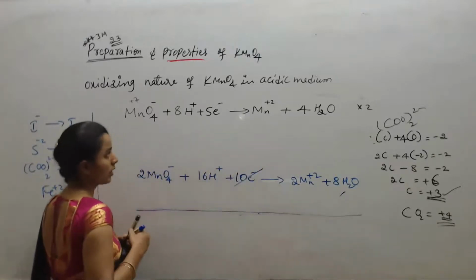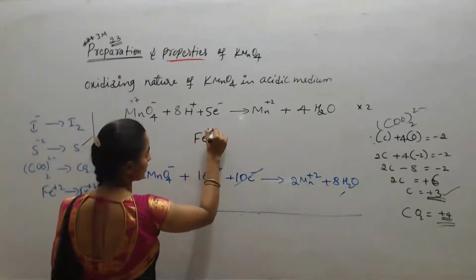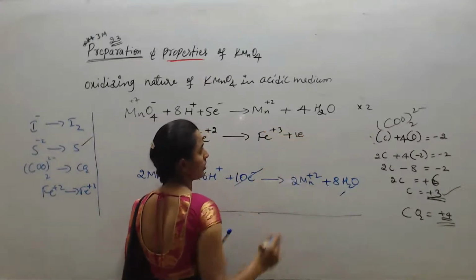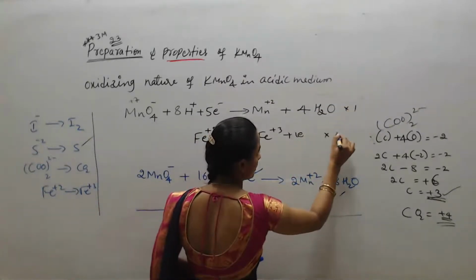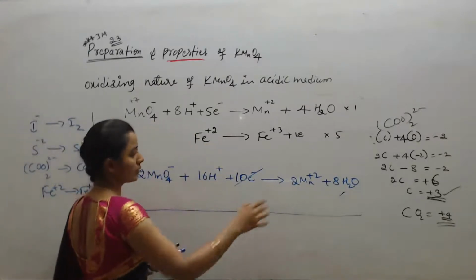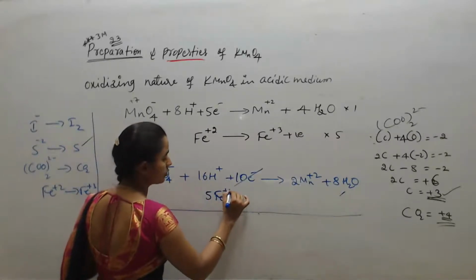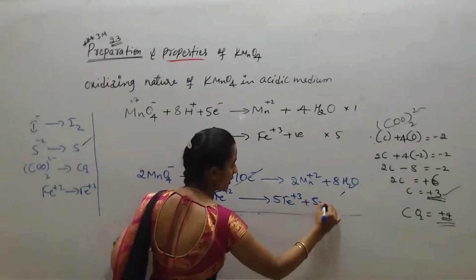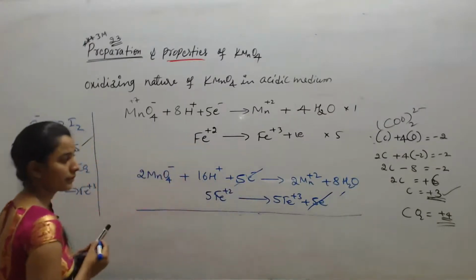How does iron change? Iron changes from plus 2 oxidation state to iron plus 3 with 1 electron. So here 5 electrons are there, here 1 electron is there. This is multiplied by 1, this is multiplied by 5. If this equation is multiplied by 1, it remains as it is, and this is multiplied by 5, which means 5 Fe plus 2 changes to 5 Fe plus 3 plus 5 electrons. So here the electrons get cancelled.